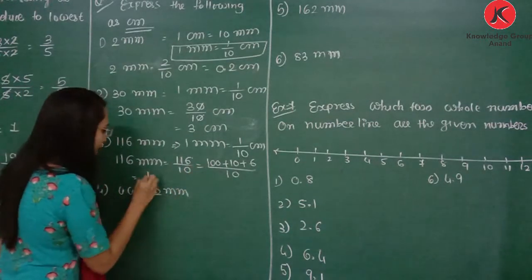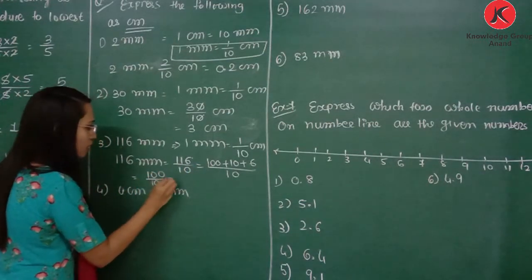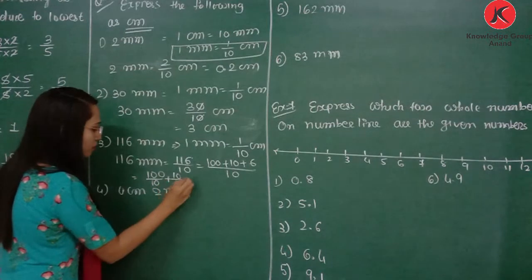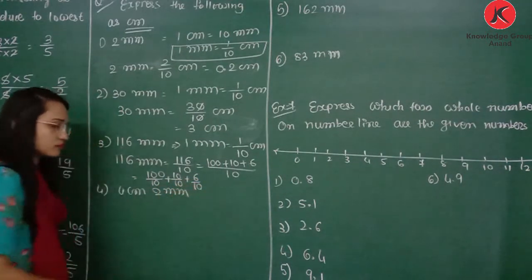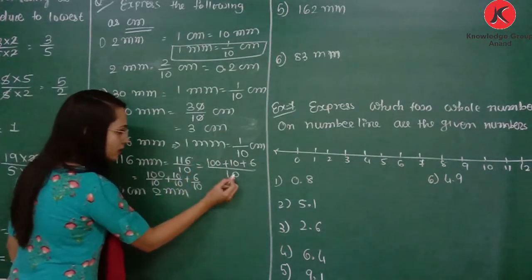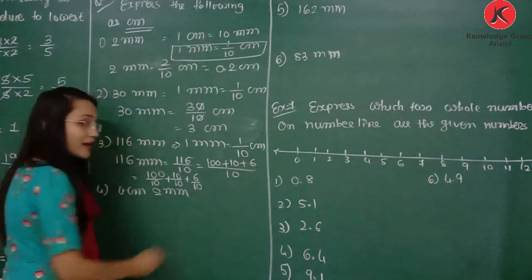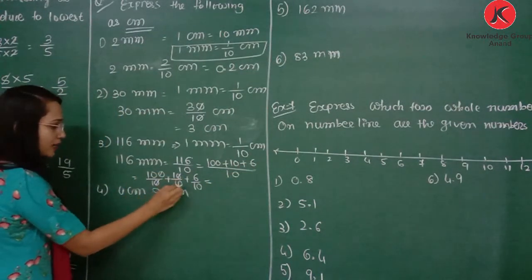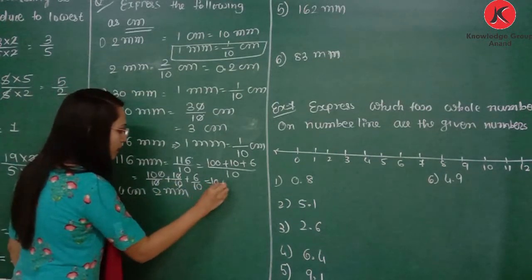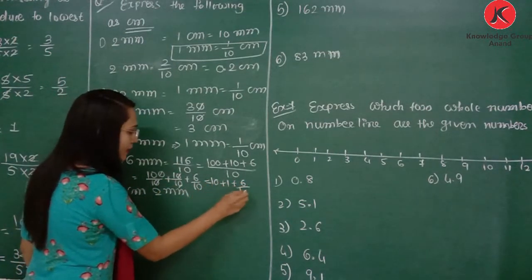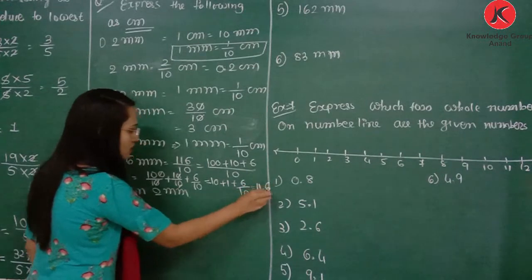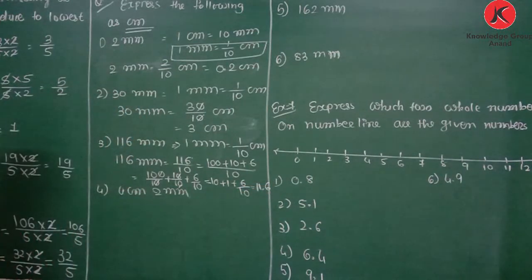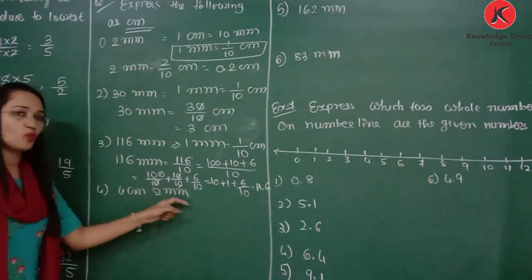So here we can write 100 by 10 plus 10 by 10 plus 6 by 10. So 100 by 10 is what? 10. 10 by 10 means 1. So it is 10 plus 1 plus 6 by 10. So it is 11.6.